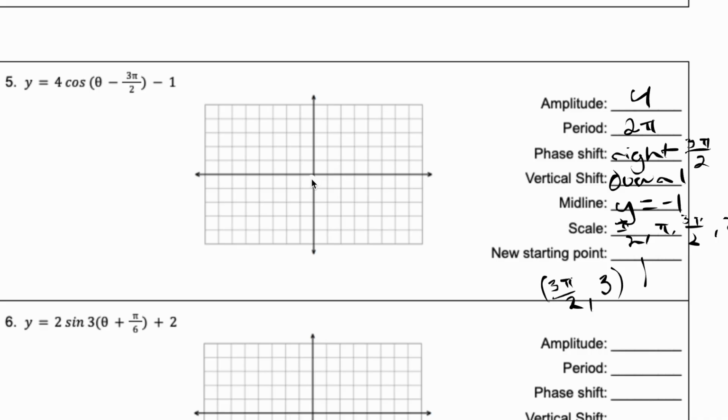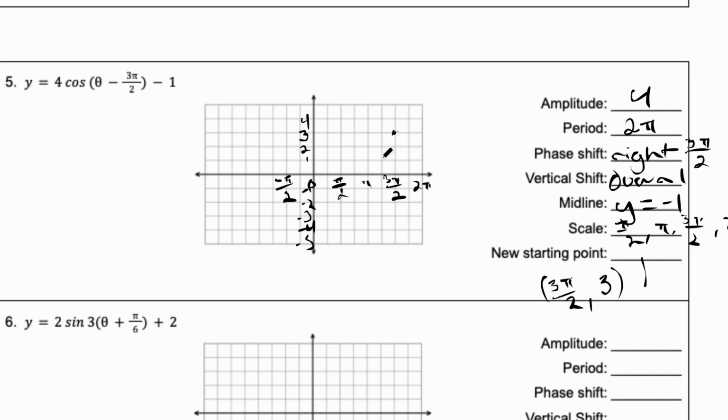So let's mark this up. 0, pi over 2, pi, 3 pi over 2, and 2 pi. And let's just do negative pi over 2. We'll do 1, 2, 3, 4, -1, -2, -3, -4. Okay, perfect. So we're going to start at 3 pi over 2, 3, up here.